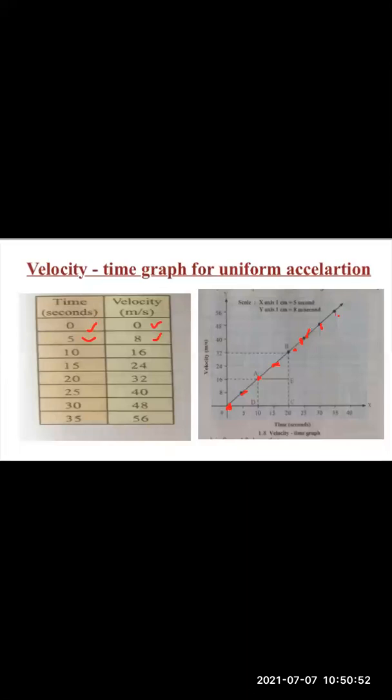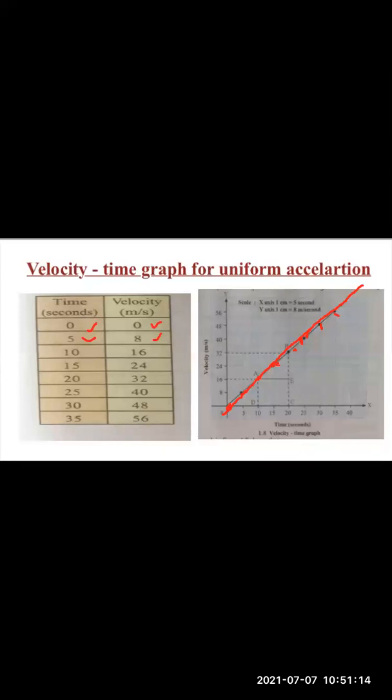So you can see, if I join all these points, what will happen? It will give me a straight line graph passing through the origin. In yesterday's lecture we said whenever it is a straight line graph passing through the origin, that motion is going to be called a uniform motion.